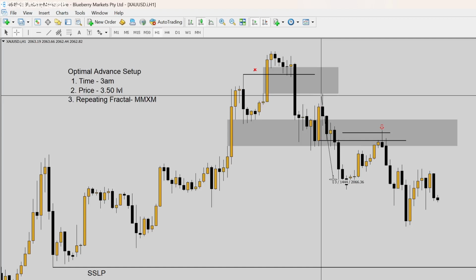Okay, from the high to the low down here, we're just shy of 165 pips. 165 pips.